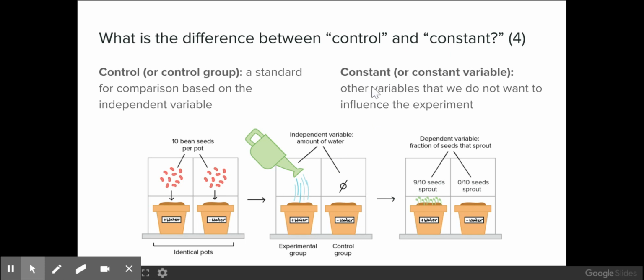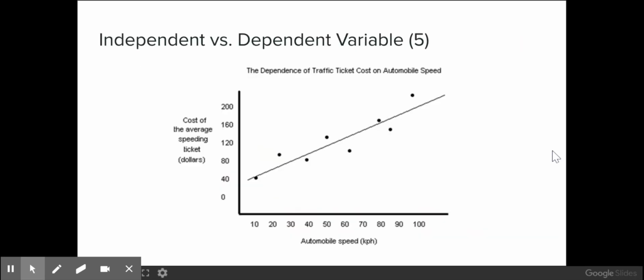My constant variables, or my constants, are the other variables that I don't want to influence the experiment. Maybe the number of beans could cause less or more plant growth, so I want to make sure that there's 10 bean seeds in both pots. I want to make sure the material in both pots is the same so it doesn't influence their growth. Those types of things need to be controlled. They need to be constant across all of the experimental groups and control groups because we want to make sure that we're actually establishing a relationship.